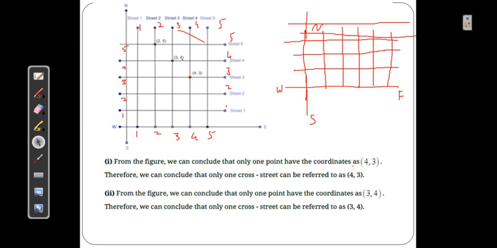No other point is possible for 4, 3. Only here. If we go here, it will change the coordinate. So only one point is possible. From the figure we can conclude that only one point has the coordinates 3, 4. Therefore, we can conclude that only one cross street can be referred to as 3, 4.